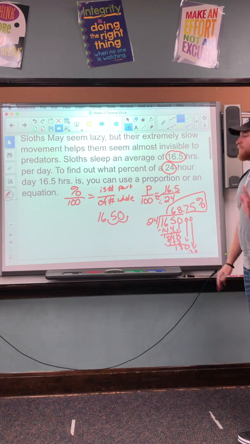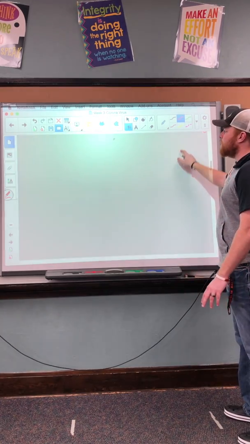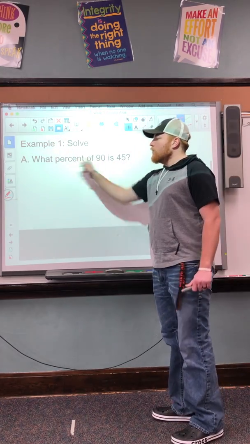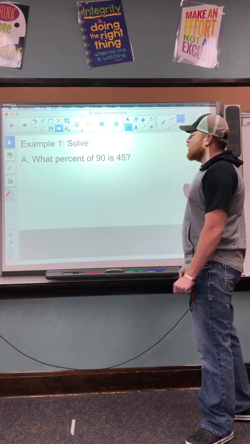Now, that's a lot of steps. That's probably one of the harder problems you'll have in this lesson. The majority of this lesson will be written in the equation like this.